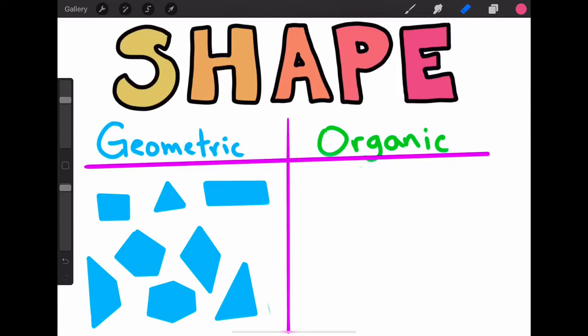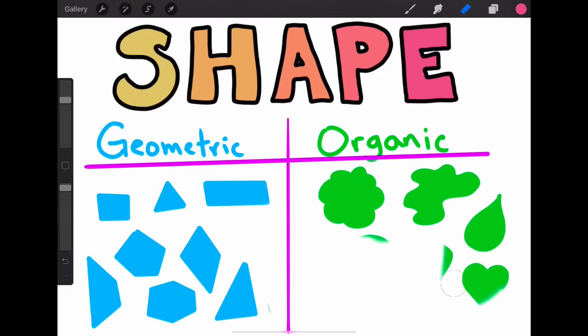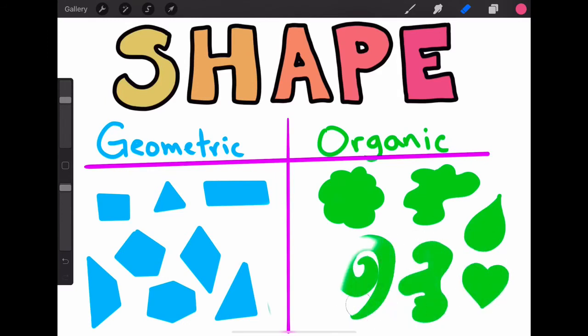The other type of shape is organic. Now, organic shapes are a lot more free-form. They are found in nature. So these shapes are going to be with curved lines. You rarely see straight lines in organic shapes. They're a lot more random. Think of them more as your blobs, things like that. Things you find in nature, because nature, organic, they kind of tie together.